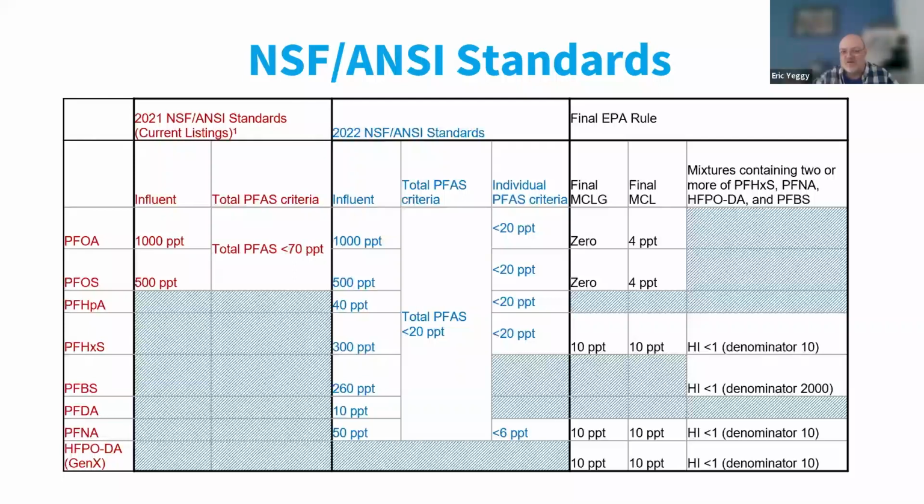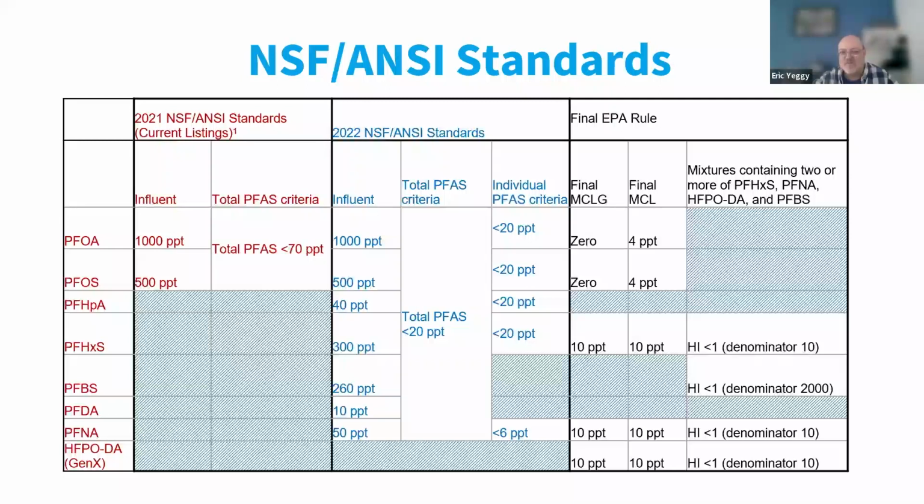Now, we were part of a task force that pushed out changes to the standards in 2022. At that time, we added more PFAS chemicals, which is shown here in the blue font, and we lowered the criteria down to 20. But by then, everybody was aware that the EPA was going to publish something. Nobody knew exactly what they were going to publish, but it was widely known they were going to publish something.